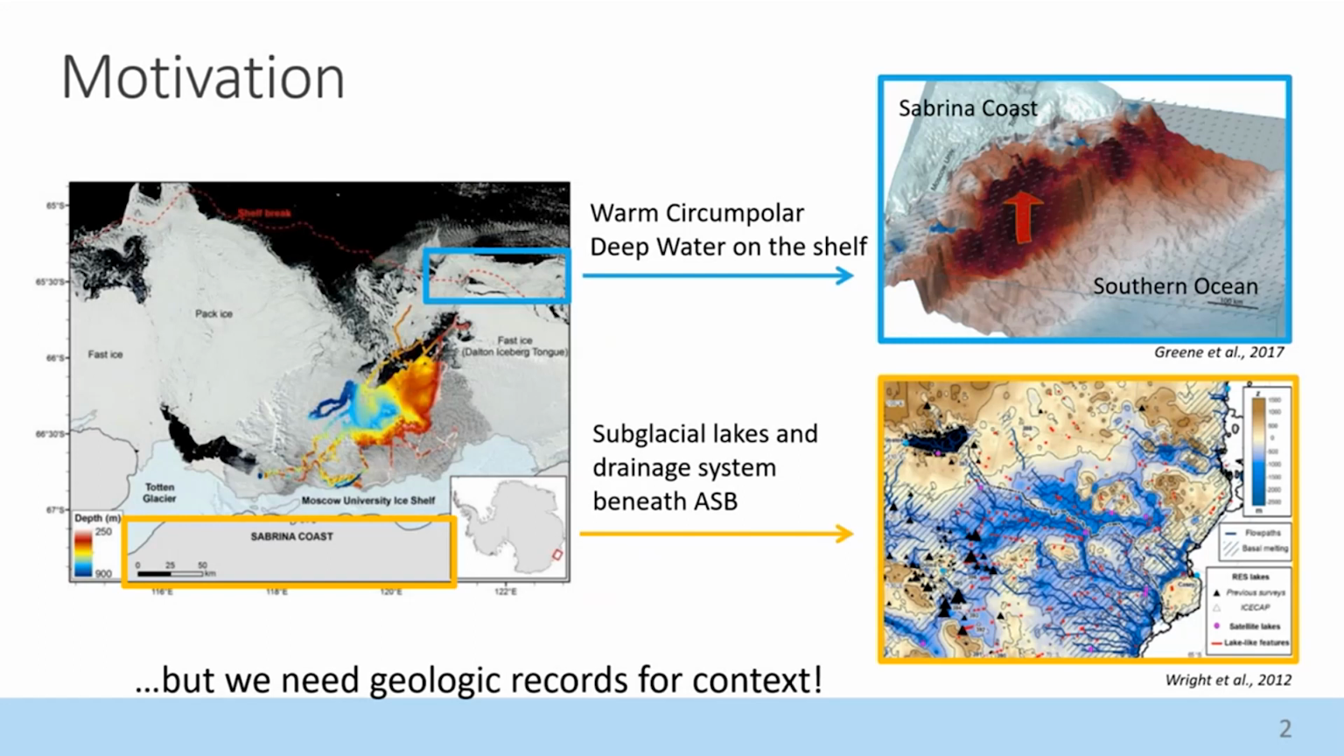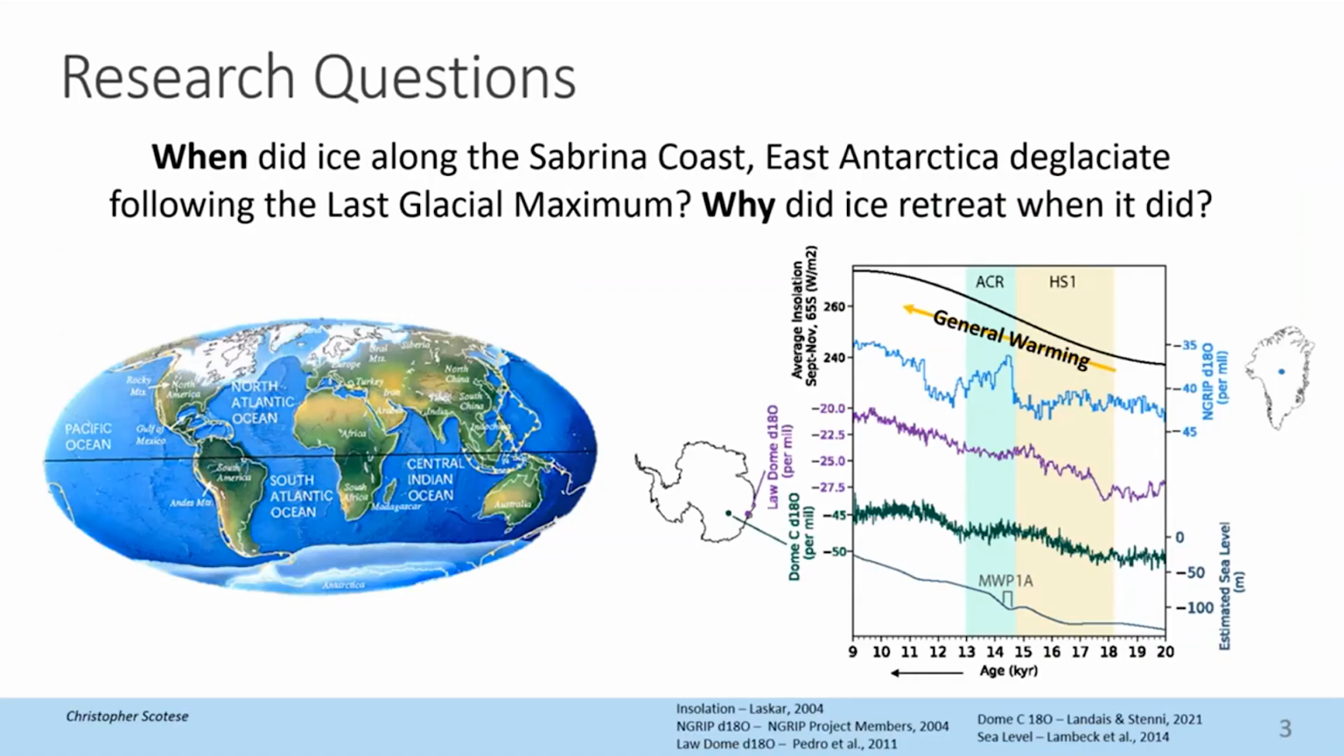But there are very few instrumental records of this region, and so we need to go back to geologic records to look at this on a longer term timescale. And so I'm going back to the last glacial maximum, and we usually think of really large northern hemisphere ice sheets, but ice sheets around Antarctica also reach their maximum extent, mostly grounded towards the edge of the continental shelf.